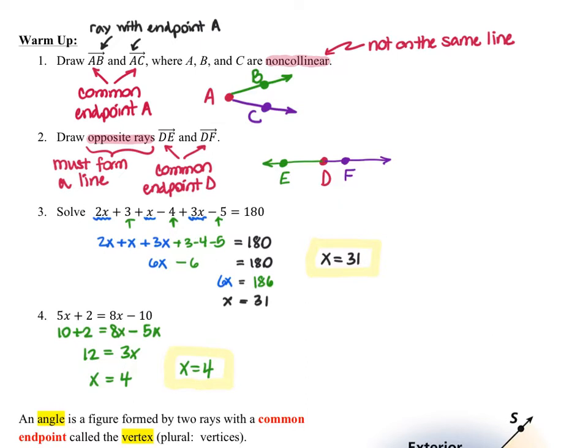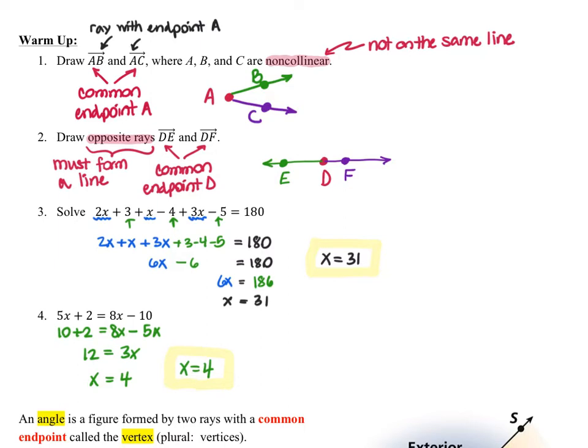In number 1, we need to draw two rays, ray AB and ray AC. Notice that they have a common endpoint, endpoint A, and it says where points A, B, and C are non-collinear, meaning they're not on the same line. So we have common endpoint A and rays AB and AC drawn. If you have any questions about that, write your questions down right on your notes so we can discuss in class.